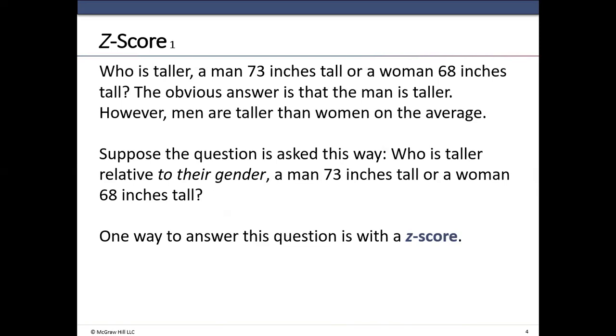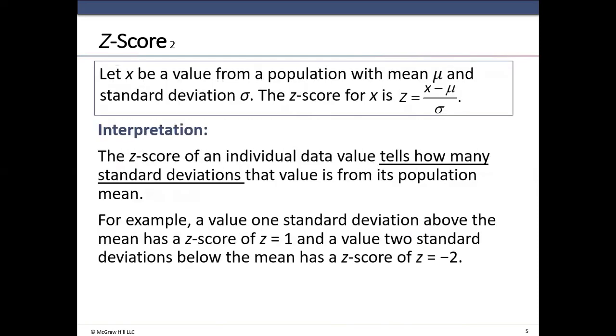That is, men will be compared to other men in that gender group, and women will be compared to other women in the gender group of women. Let X be a value from a population with a mean mu and a standard deviation sigma. The population mean is the Greek symbol mu and the population standard deviation is sigma. And X is any other value in that population. So we define the z-score as X minus mu, that is how far the number X is located away from the mean of the population. The difference is divided by sigma, which is the population standard deviation.